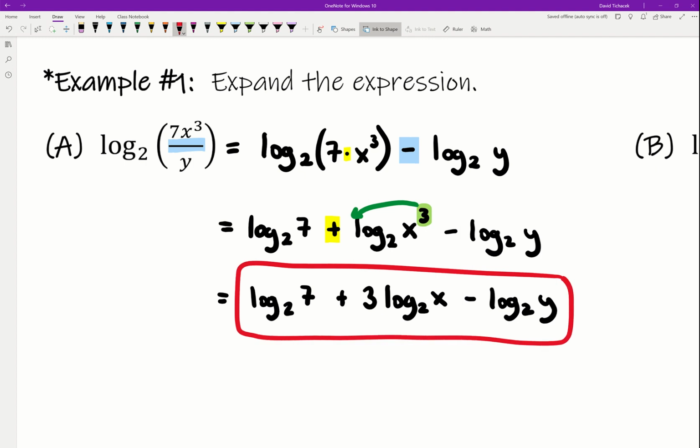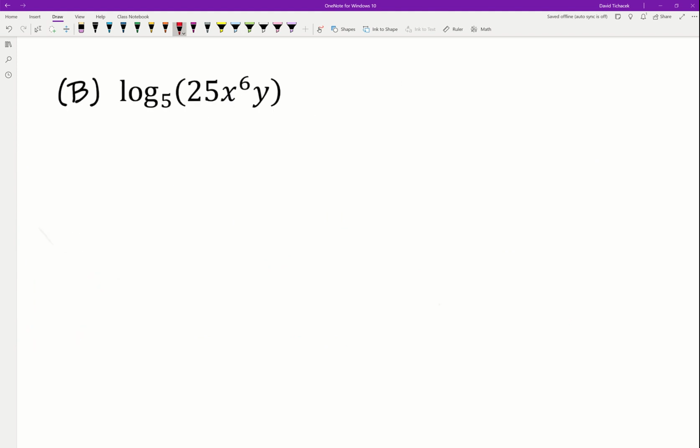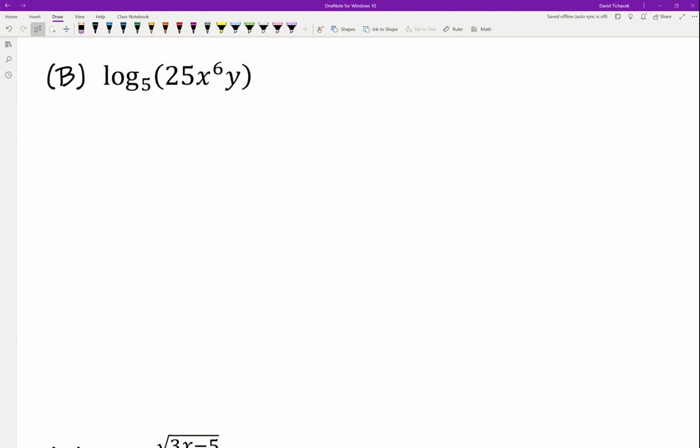Okay? So again, just going back and reviewing here, you have to look at the input of your log and then look out for multiplications, divisions, and numbers raised to powers so that you can go ahead and apply those rules and expand this out. We're going to do a lot of examples here in this video, so again, like I said, feel free to skip around.